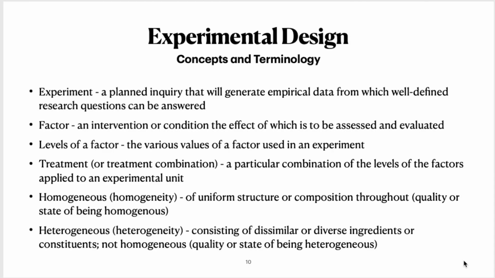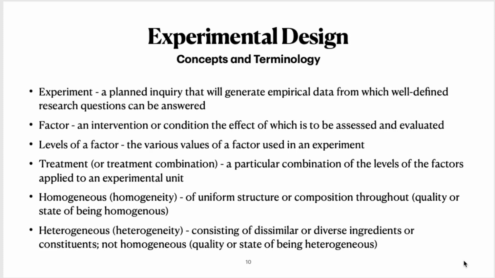Okay, next let's talk about concepts and terminology associated with experimental design. And so here are some of the terms that we would use. So an experiment, let's just define that first. An experiment is a planned inquiry that will generate empirical data from which well-defined research questions can be answered. A factor is an intervention or condition, the effect of which is to be assessed and evaluated in the experiment. Then associated with a factor, we have the levels of a factor. These are the various values of a factor that are used in an experiment.